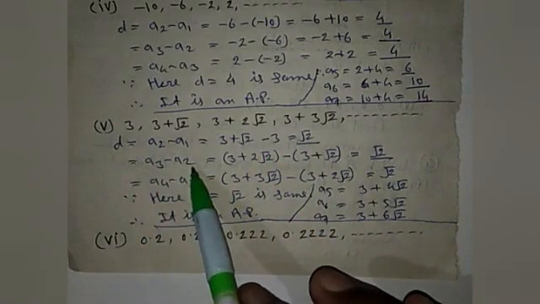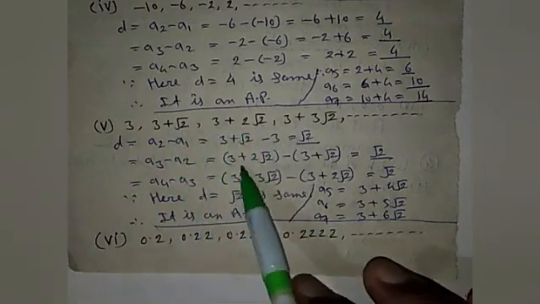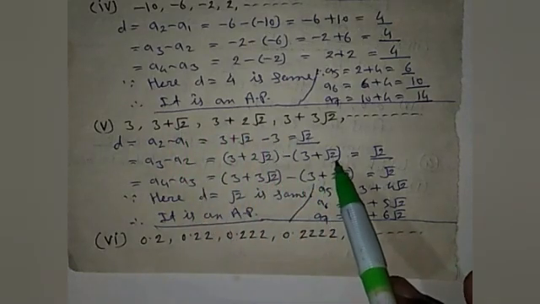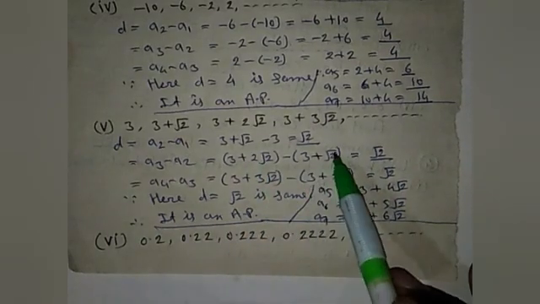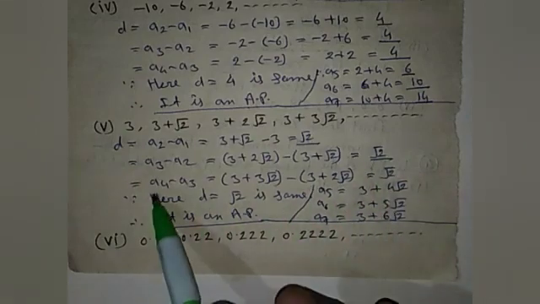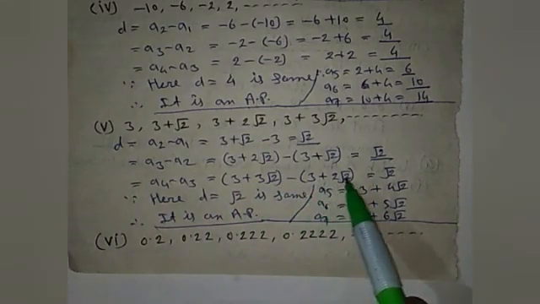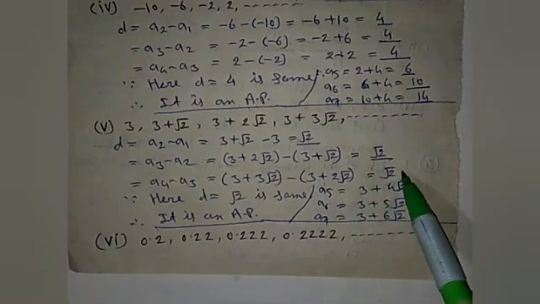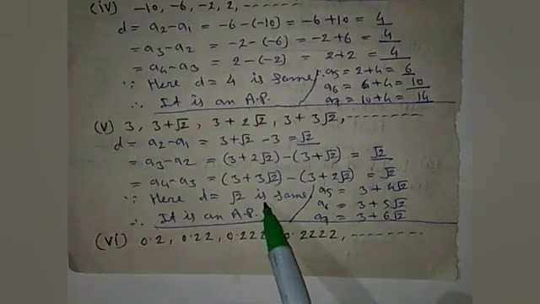Then A3 minus A2 is equal to 3 plus 2 root 2 minus 3 plus root 2, that is equal to, 3 minus 3 cancel, 2 root 2 minus root 2 is equal to root 2. Similarly, A4 minus A3 is equal to 3 plus 3 root 2 minus 3 plus 2 root 2, that is equal to also root 2. Hence here D is equal to root 2, which is the same in all the differences. So it is an AP.